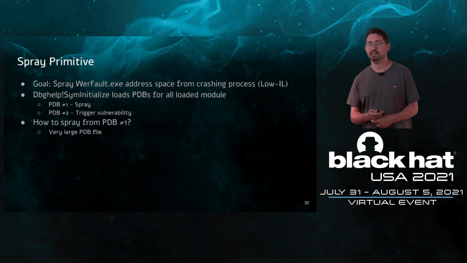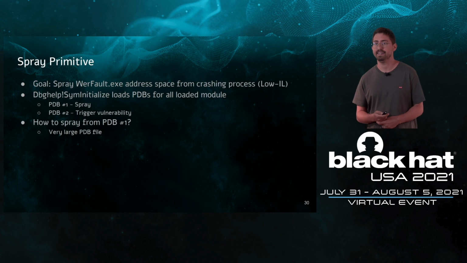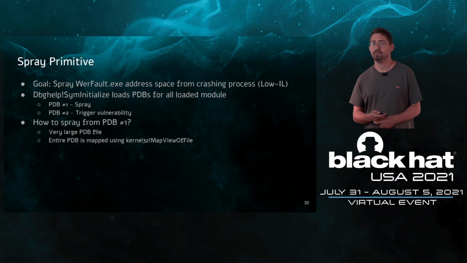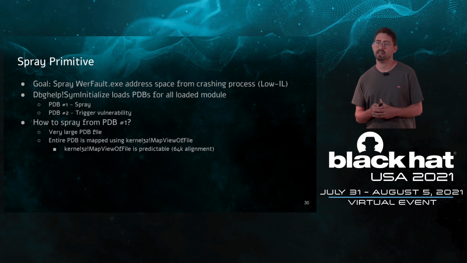So my initial attempt was to create a very large PDB file with some repeated pattern that I can look up in WerFault's memory. And I found out that DbgHelp maps that entire PDB file into memory regardless of its size using the MapViewOfFile API. And MapViewOfFile maps memory at very predictable locations. In 32-bit, it would try to allocate the topmost option with 64K alignment. So that's quite predictable, and that's pretty good for my spray primitive.